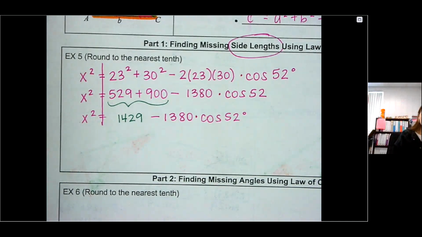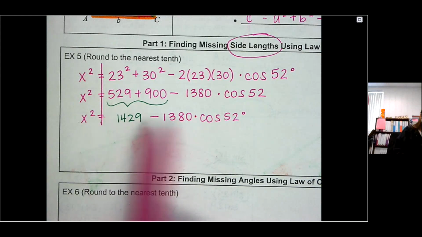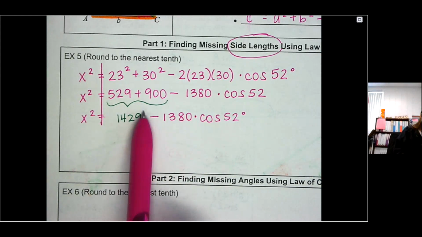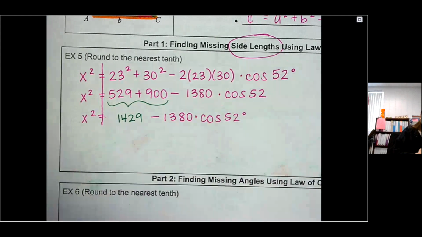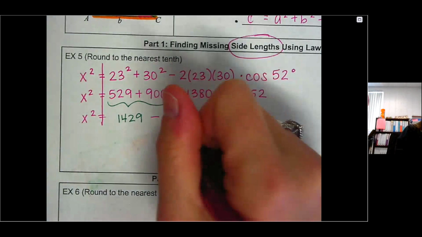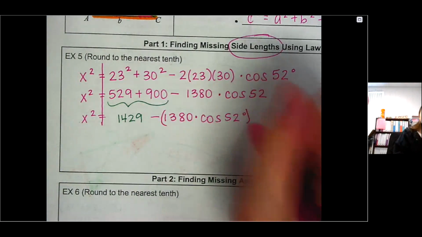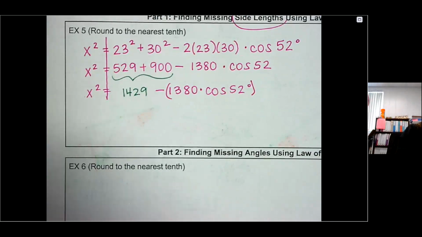Now, from here, it's essentially subtraction. It's this number minus this whole thing. So what I'm going to do now is I'm going to take this entire equation and put it into my calculator to see what I get.